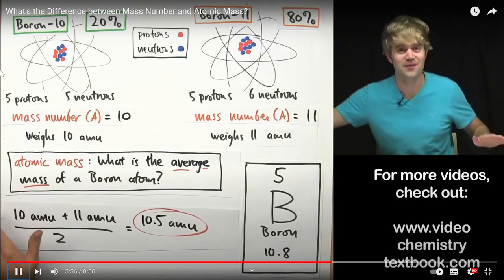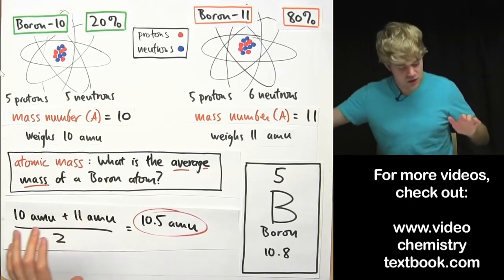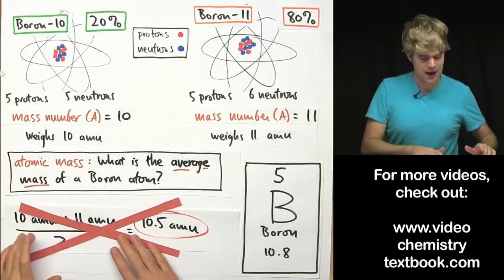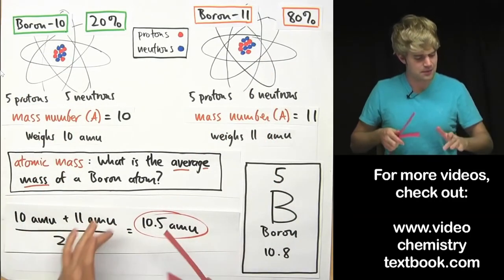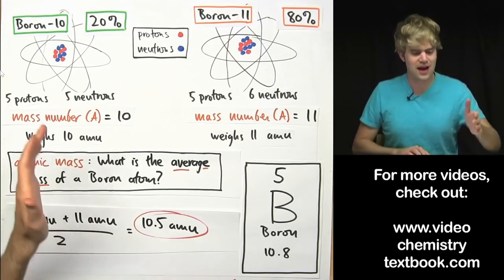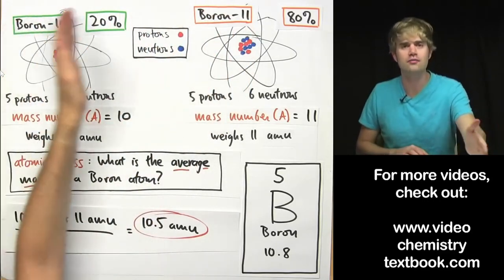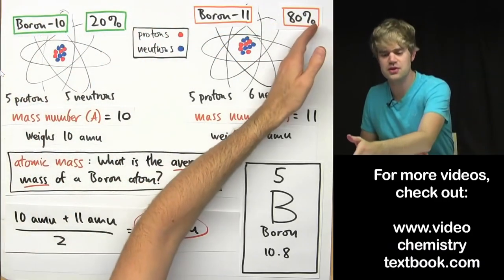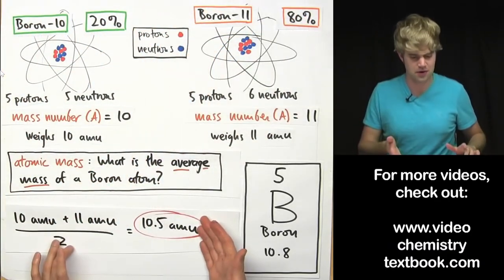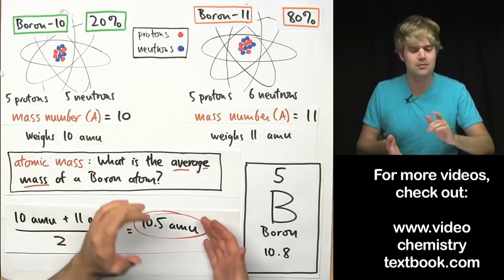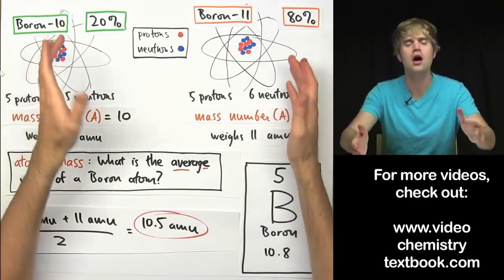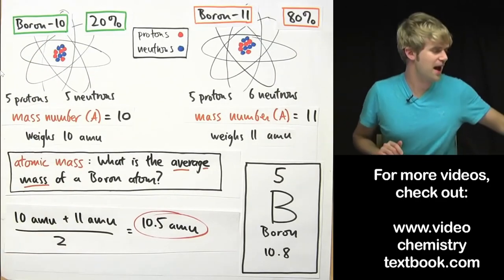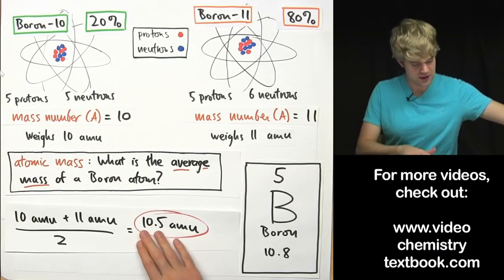Okay? No, it's wrong. That is one way that you can take an average, but it won't work here. The reason is that adding these up and dividing by 2 assumes that we have the same amount of both of these. If we had 50% boron 10 and 50% boron 11, then we could just add them up and divide by 2. But we can't do that because we have different amounts of these two types of atom. We have to come up with a mathematical equation that's more complex.